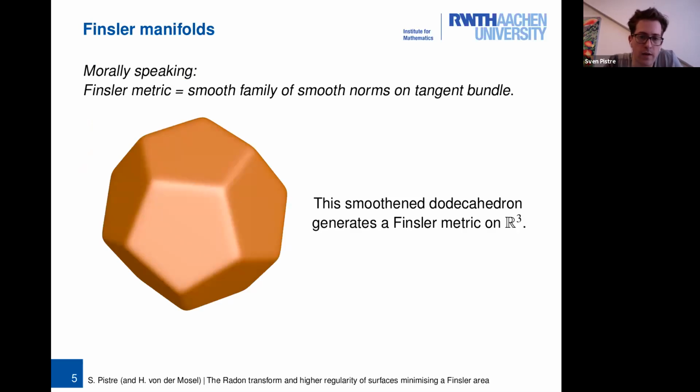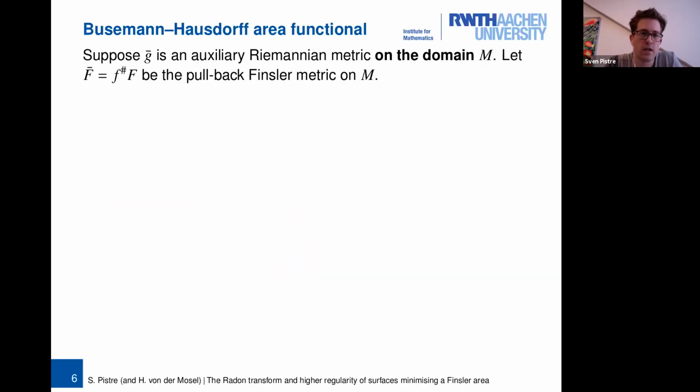Okay, so let me introduce to you the functional that I want to minimize later. And that's the Busemann-Hausdorff area functional. In order to define this, let me remind you that if you have a map or immersion f, small f, from some manifold M into N, then you can pull back objects from the target to the domain M.